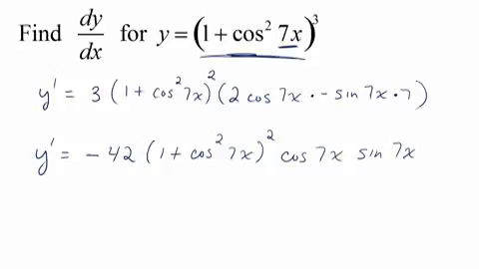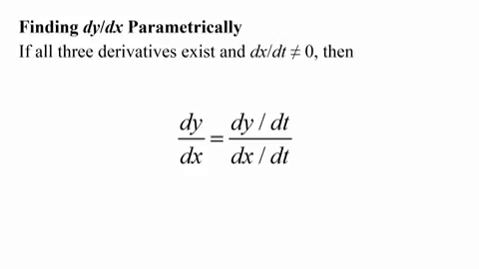We use the chain rule to find the slope of a curve given parametrically. Let's take a look at a formula for this. Finding dy dx parametrically. If all three derivatives exist and dx dt is not 0, then dy dx equals dy dt divided by dx dt. Let's try an example.